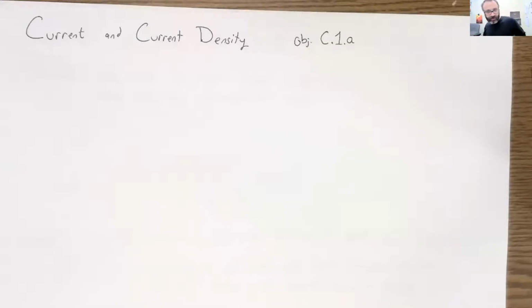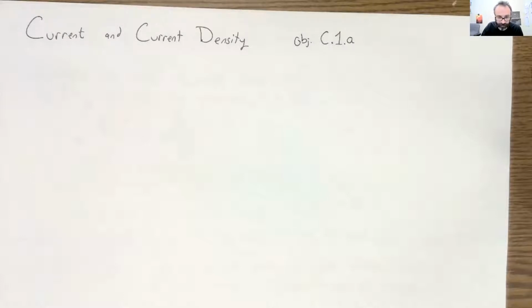All right, so this lecture is on current and current density. We're just basically defining these terms today. We're beginning to look at circuits. This is the very first objective in our circuits unit, that's the third unit, or unit C.